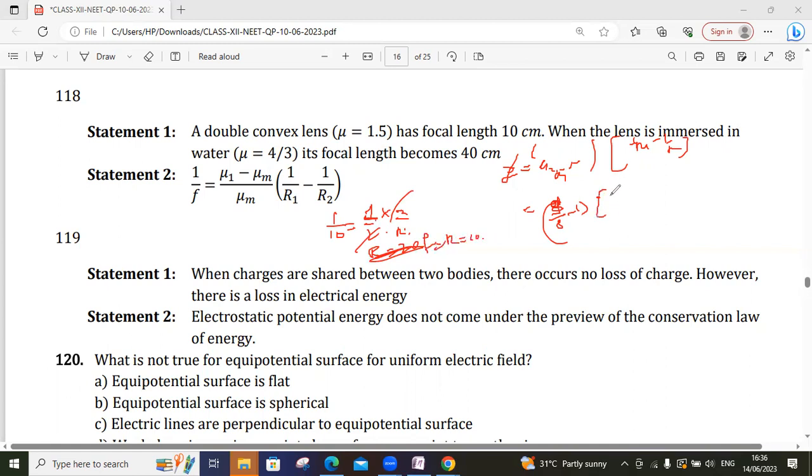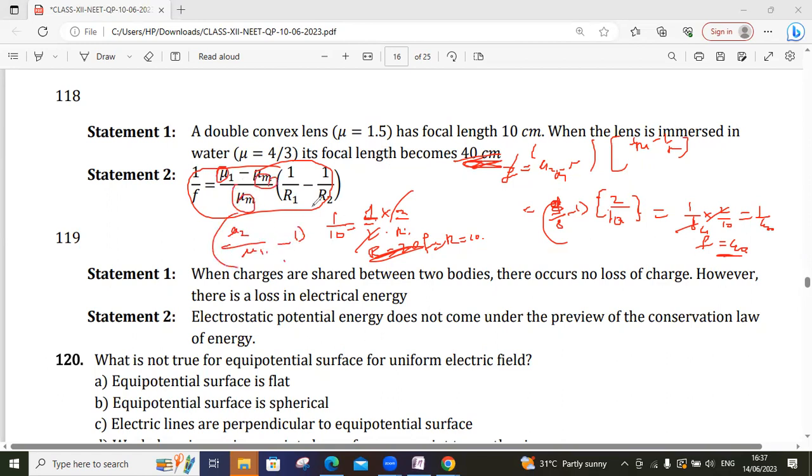Here also you will get 2 by r, that is 2 by 10. This becomes 9 by 8 minus 1, which is 1 by 8, into 2 by 10, so 1 by 40. So f becomes 40, which is the given 40 centimeters. So this is found using this formula, where this is mu2, this is mu1, that is the medium. So both are correct and this is the correct explanation for this.